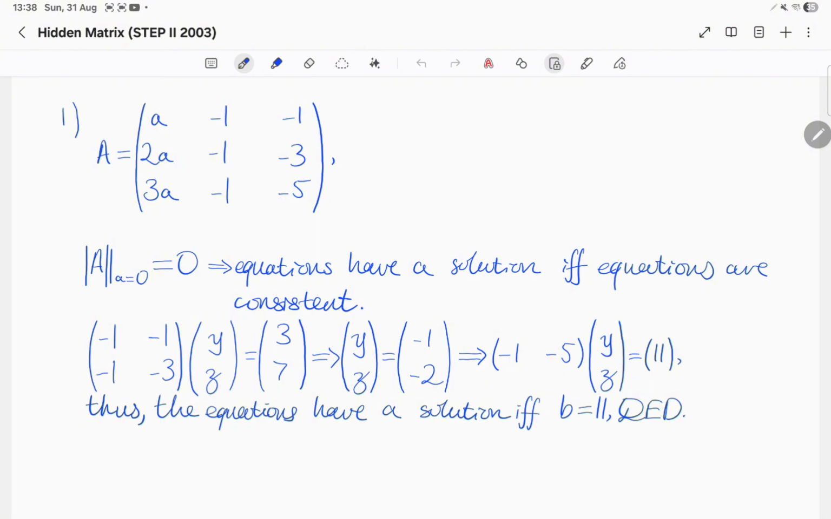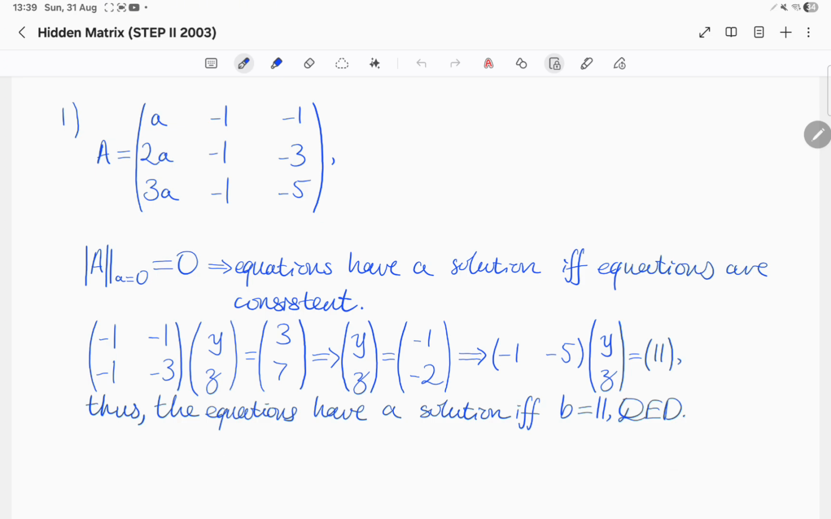Firstly, we'll define the matrix A to be (a, 1, 1; 2a, 1, 3; 3a, 1, 5). These are the coefficients from the set of simultaneous equations above, meaning that using matrix multiplication rules, we can write that A multiplied by the vertical matrix x, y, z is equal to the vertical answer matrix 3, 7, b.